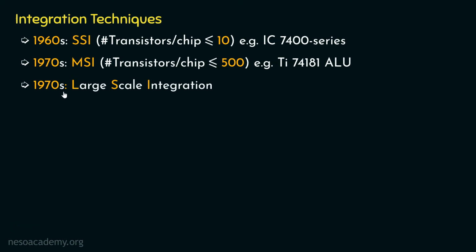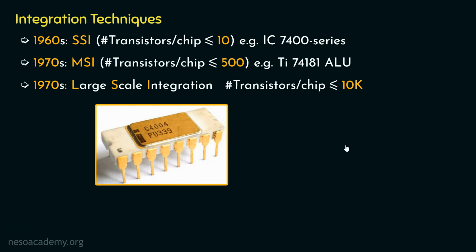In the 1970s itself, the next integration technique was also introduced, which was called large-scale integration. In this type of integration technique, the number of transistors per chip was more than 500 but less than or equal to 10,000. In 1971, Intel introduced its first microprocessor, that is, Intel's 4004 microprocessor.